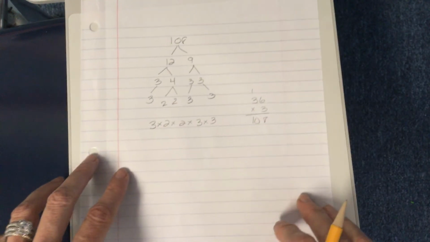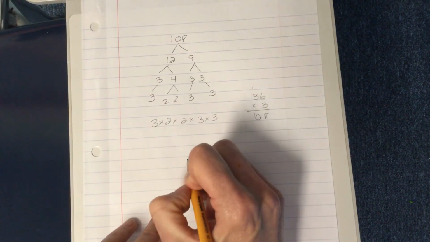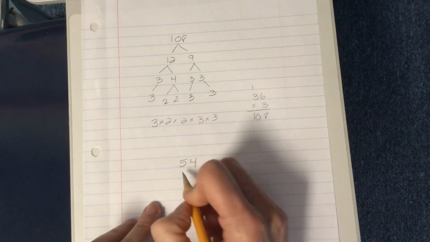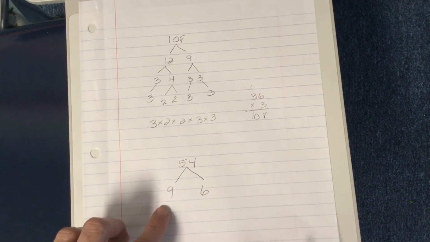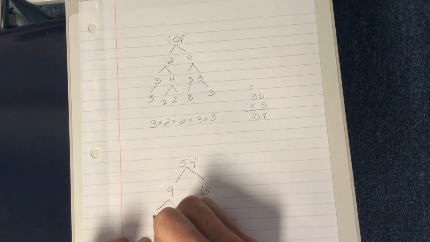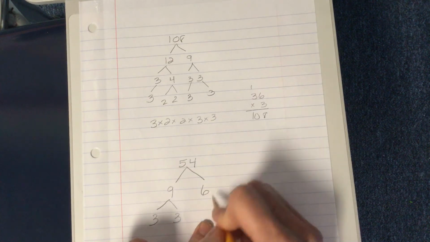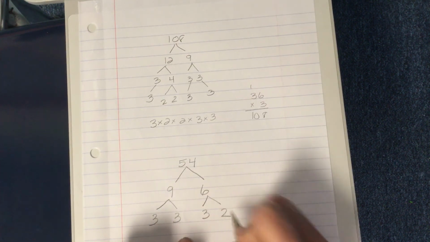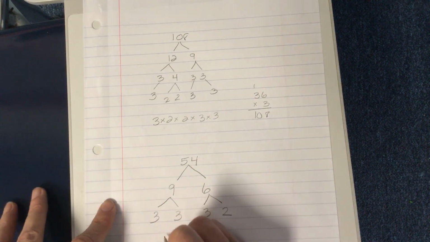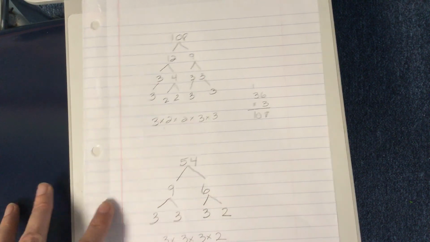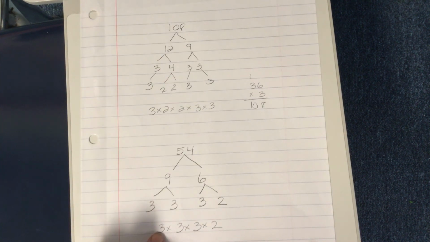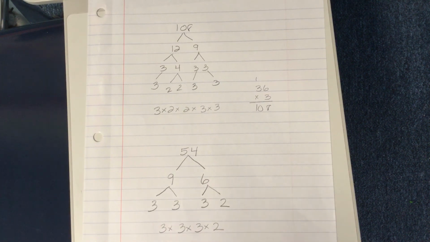Let's do one more together. Let's do the number 54. And I'm going to start 54 off as 9 times 6. And both of those numbers are not prime, so I can break them down further. 3 times 3 and 3 times 2. And now all that bottom line is all prime, so now I can write my prime factorization. 3 times 3 times 3 times 2. And I want to always multiply in my head to make sure that I get the answer. 3 times 3 is 9, times 3 is 27, 27 times 2 is 54, so that is correct. So hopefully that helps you a little bit with your factor trees.